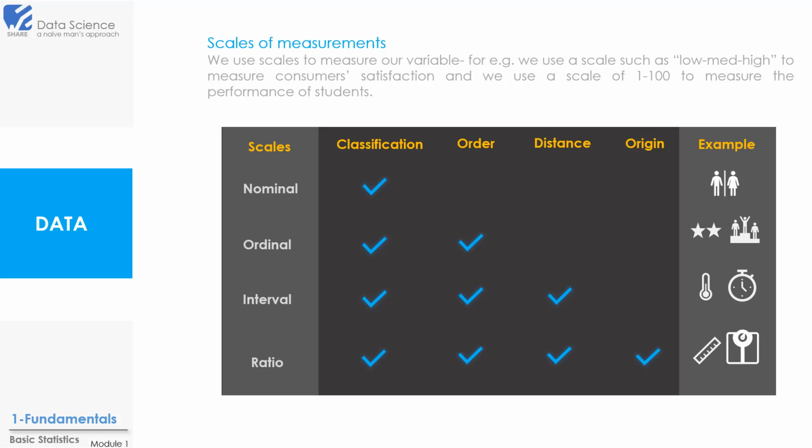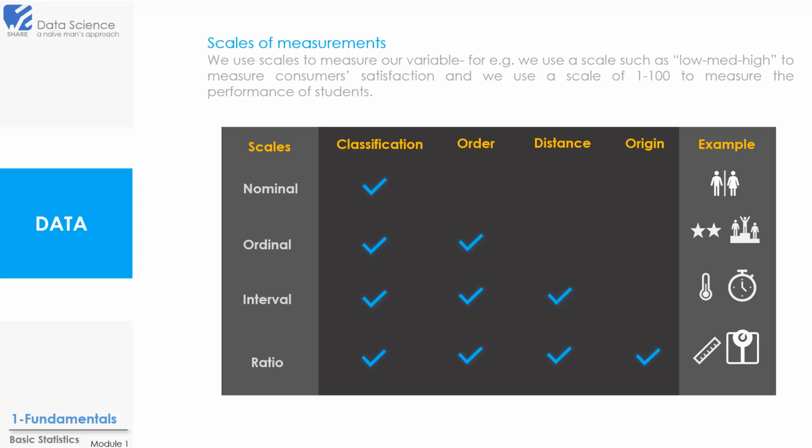Then we have the interval scale, which is like the ordinal scale, but with an additional property of distance. That is, each point is placed at an equal distance, such as time, temperature, etc. And it also does not have a natural zero. For example, a temperature of 0 degrees does not mean there is an absence of heat.